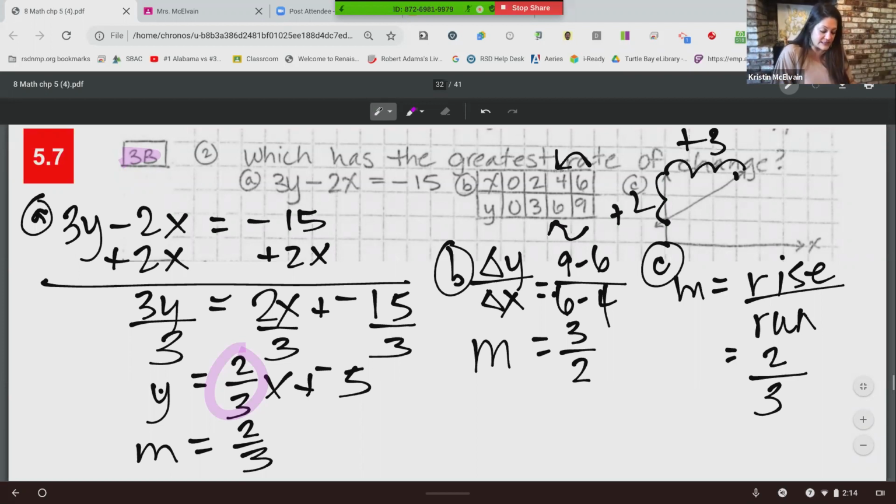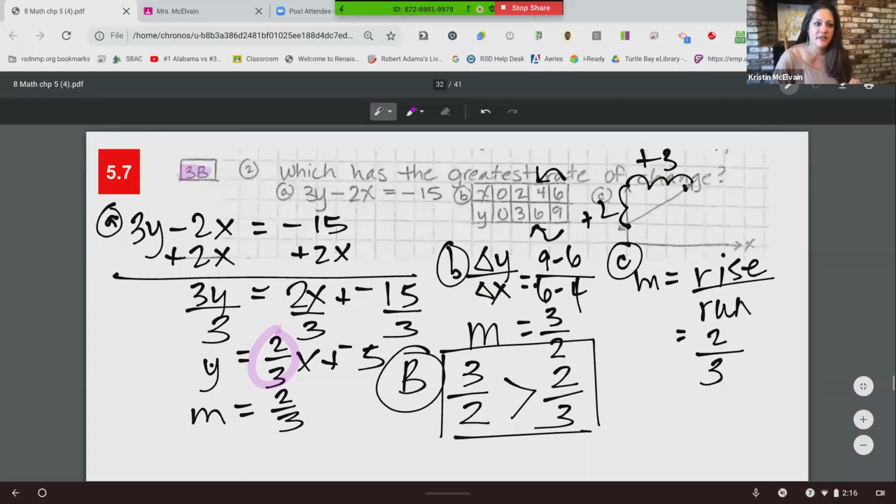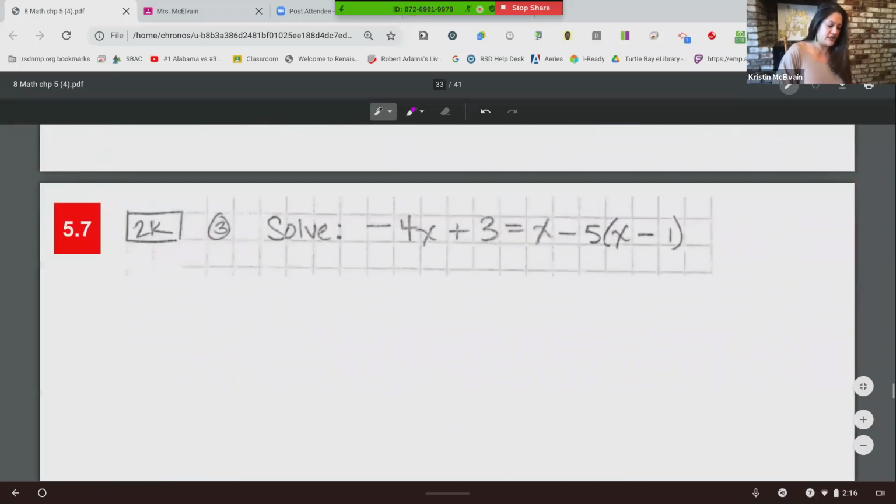So we are going to say B, because 3/2 is greater than 2/3. Okay, that's how you show that answer. Okay, on to number 3.